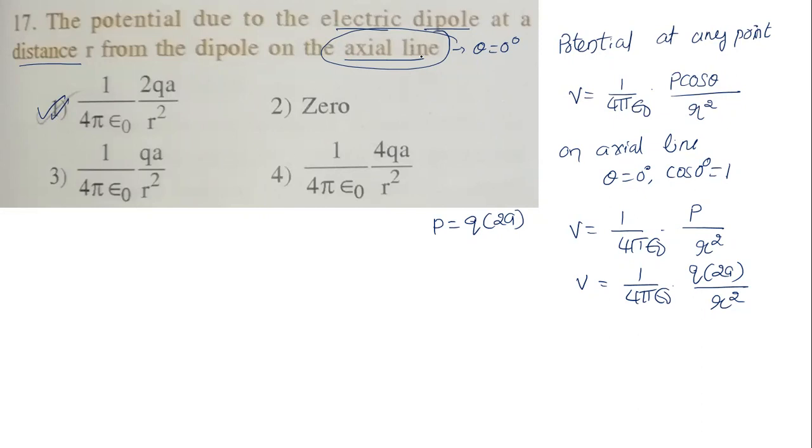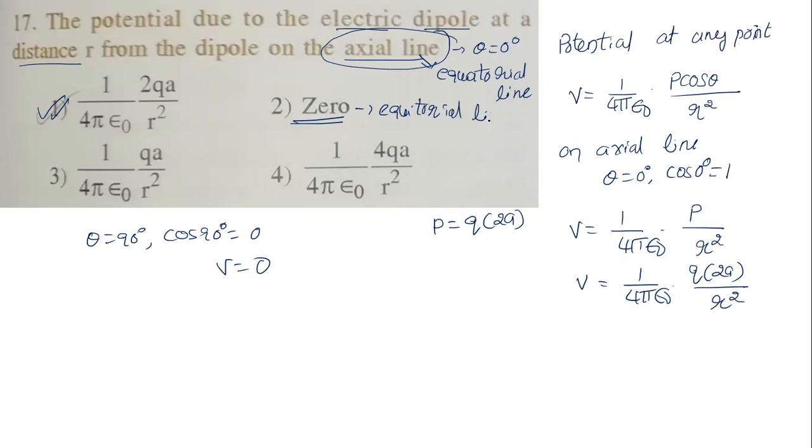Sir, instead of asking the axial line, if they ask you the equatorial line, so equatorial line, what now? Theta becomes equal to 90 degree. Then cos 90 degree becomes what now? 0. Then the potential V becomes 0. So this is the correct option for the equatorial line. For the axial line, this is the correct answer. For equatorial, this is the correct answer.